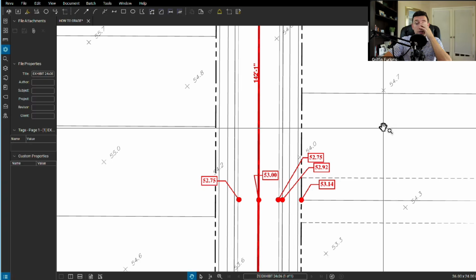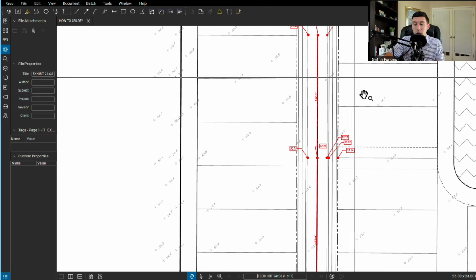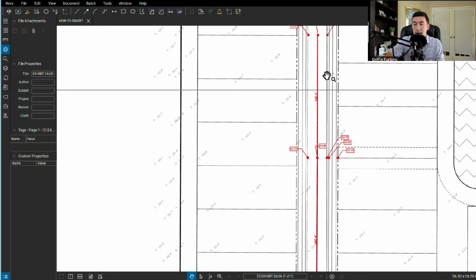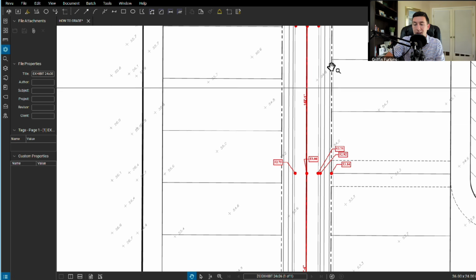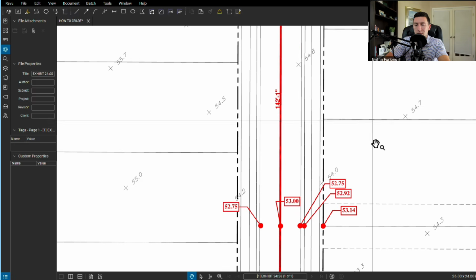So I'm not going to take the time to do every single lot line elevation, but I am going to go up from this low point to the high point just to show you guys how to start setting these lot grades. And this is actually one of the easiest parts of this exercise.